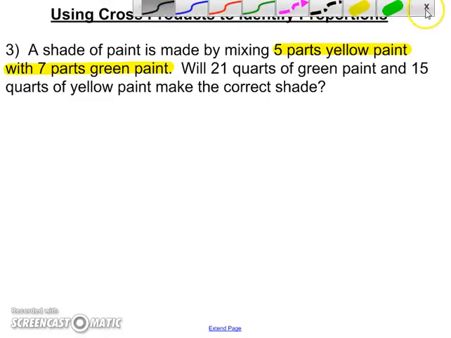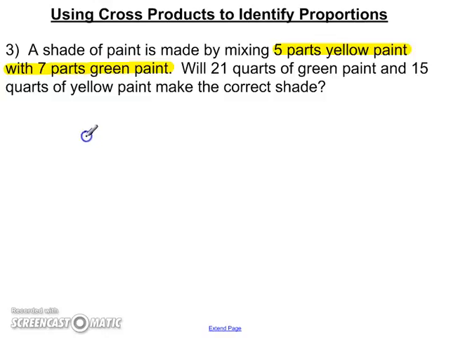5 parts yellow paint with 7 parts green paint can be written as a ratio. I'm just going to put it in order: 5 parts yellow, and I'll put a little Y here just so I know that it's yellow, to 7 parts green. So that's my first ratio. Now it is important here, I'm going to set up a possible proportion. For my second ratio, I have to go yellow over green. If you went green over yellow here, you would have to go green over yellow there too. Now we are told that we have 21 quarts green.